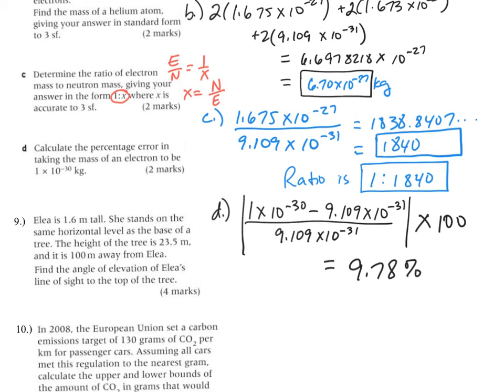And then letter D is just a basic percentage error problem. It says calculate the percentage error in taking the mass of an electron to be 1 times 10 to the negative 30th kilograms. So we would take that approximate minus the exact over the exact, take the absolute value of all that, multiply by 100, let the calculator do all this work in one step, and then round your answer to 3 significant figures. We would get 9.78%.